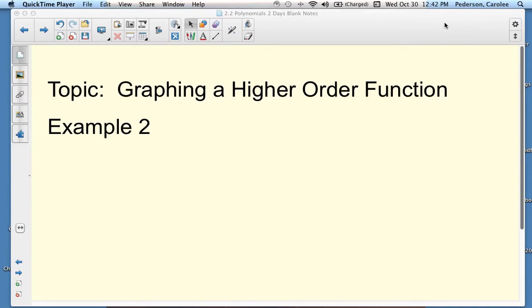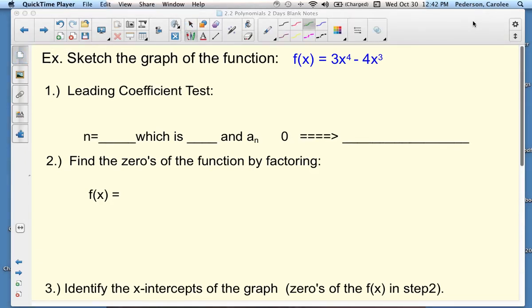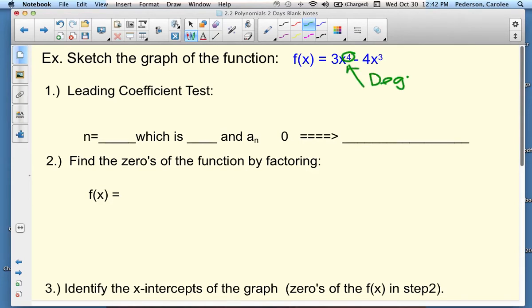Here's a second example graphing a higher order polynomial. We have a function f of x equals 3x to the fourth minus 4x cubed. We're going to start with the degree. The degree of this polynomial is 4. So the shape of this graph is going to be either a W or an M. It's called a quartic function.